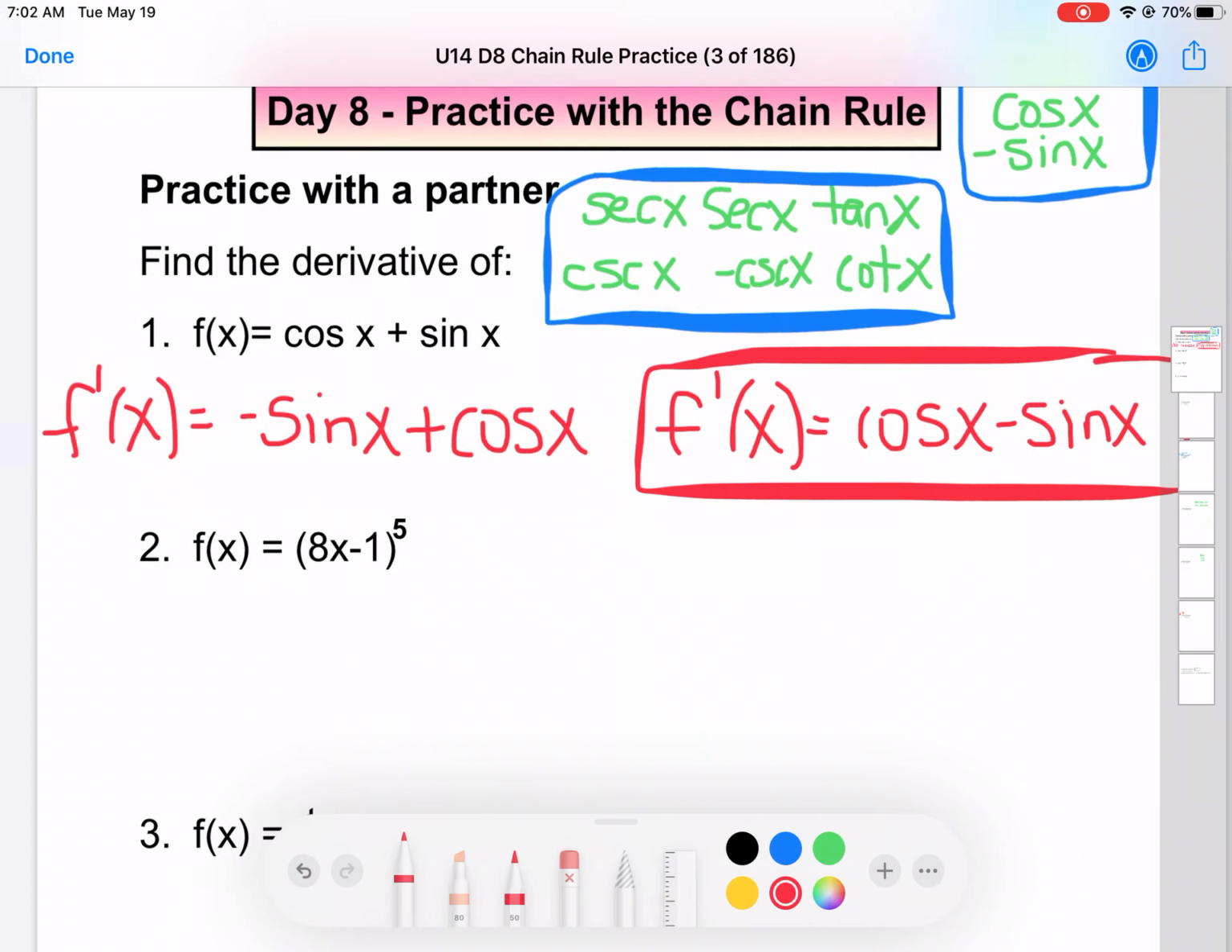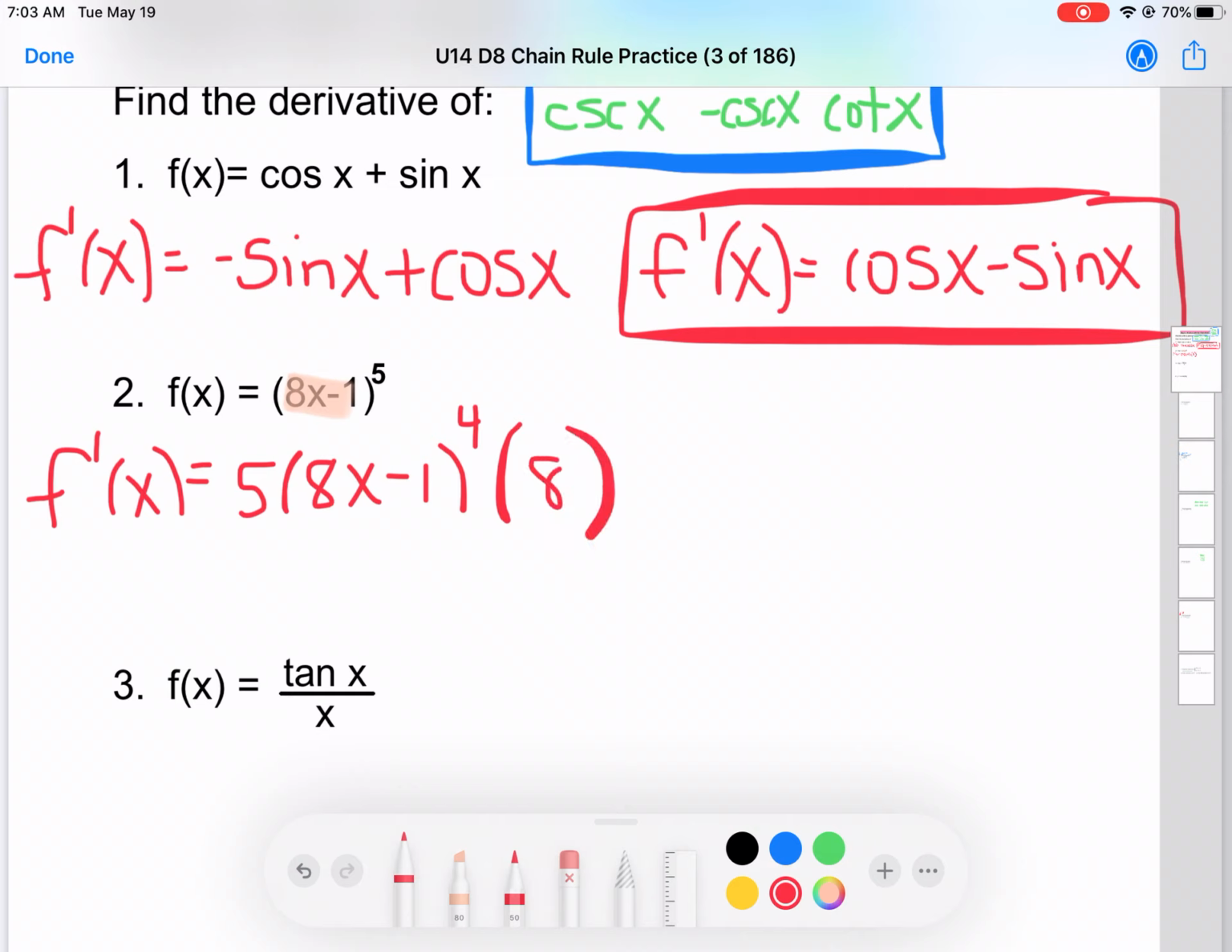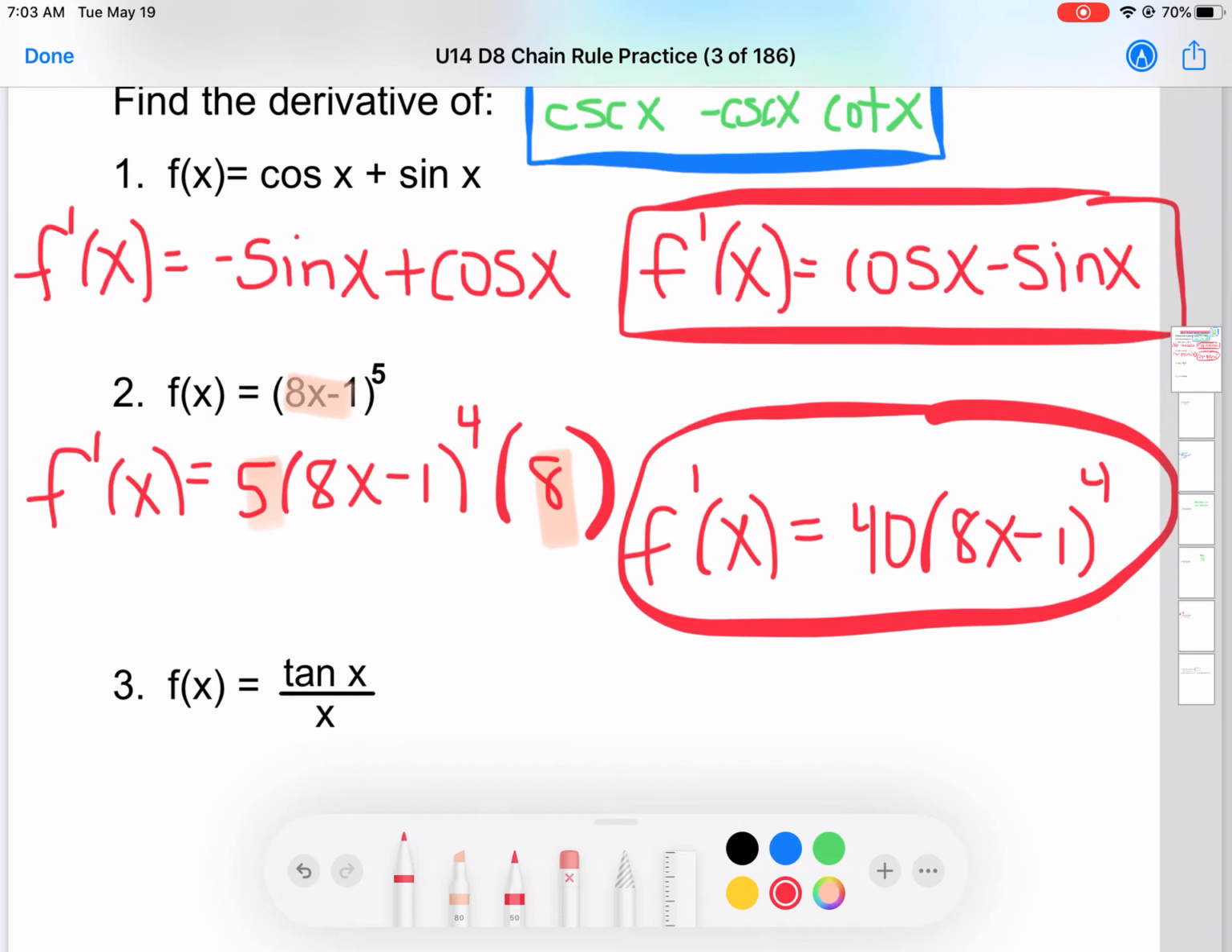Number 2 looks like chain rule. So the derivative is equal to 5 times (8x minus 1), decrease the power by 1, and remember, chain, we have to multiply by the derivative of the inside, so the derivative of 8x minus 1 would just be 8. And we could clean that up a tiny bit. Let's multiply the 2 monomials. 8 and 5 are 40, so 40 times (8x minus 1) raised to the 4th. Okay, just basic chain.